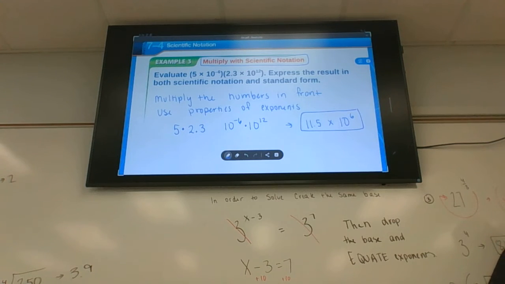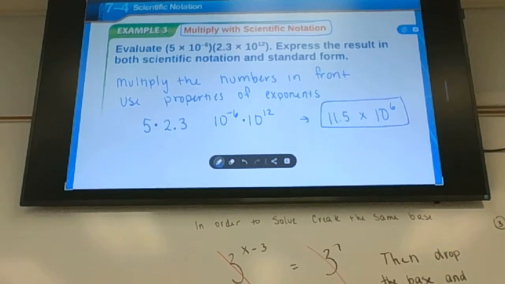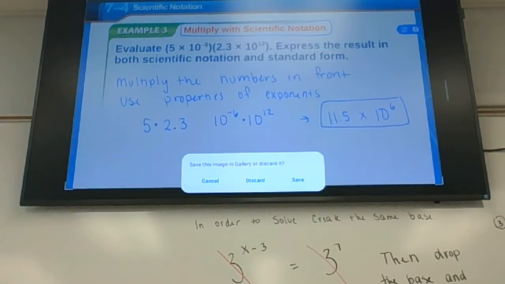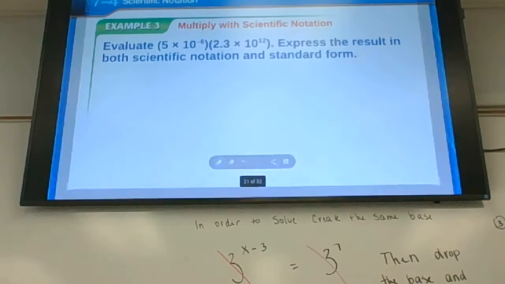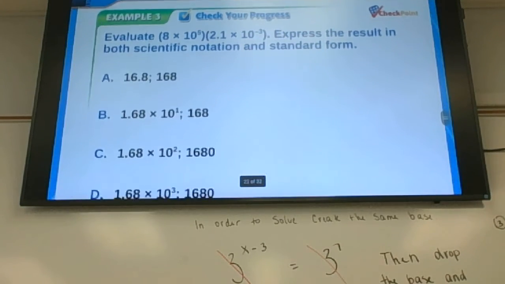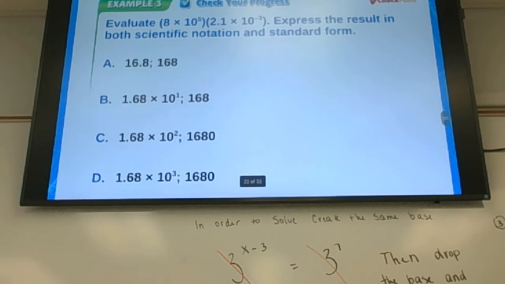Add your exponents. Kalia and Tony, put your phones away. So rude. Yeah, you're adding both exponents. What's the answer? Kalia, what's the answer? They all say 1.68. Y'all be quiet. Shh, what's the answer?